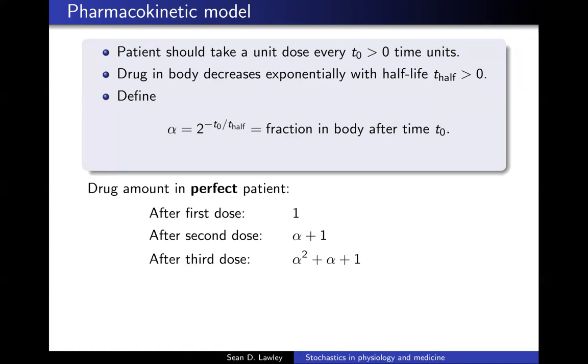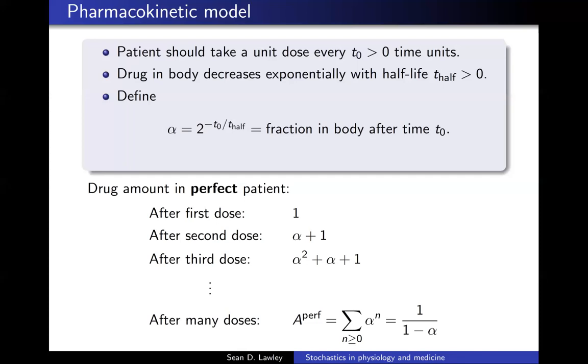And then you can see sort of what's going on here right after the third dose. So how much do you have? Well, the first dose you took in your body now has alpha squared left. The second dose has now decayed to alpha, and the third dose you just took, you have 1. And so after many doses, taking it for a long time, the amount of drug in your body is this geometric series. I'll call it a perf, because this is the perfect patient. They always take the drug as they should. And of course, it's a simple geometric series identity. It's 1 over 1 minus alpha.